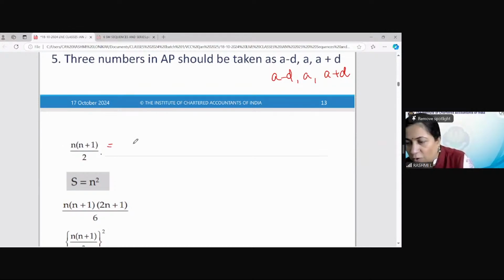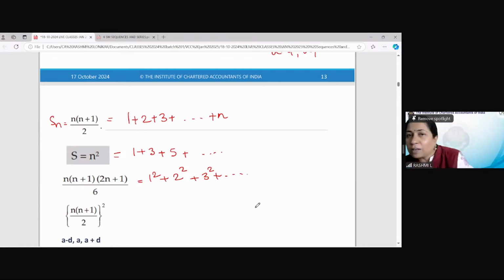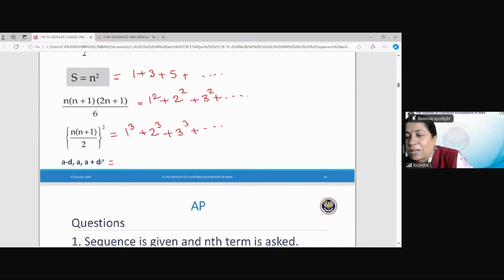This is the formula for 1 plus 2 plus 3 up to n: Sn is equal to n into (n plus 1) upon 2. This one is for 1 plus 3 plus 5, all odd numbers; if I add them up, I will get n square. Now this is 1 square plus 2 square plus 3 square, a special series where you are adding the squares of the natural numbers. This is for cubes: 1 cube plus 2 cube plus 3 cube and so on. And this represents that when I have three numbers in arithmetic progression, I should take the numbers as a minus d, a and a plus d.